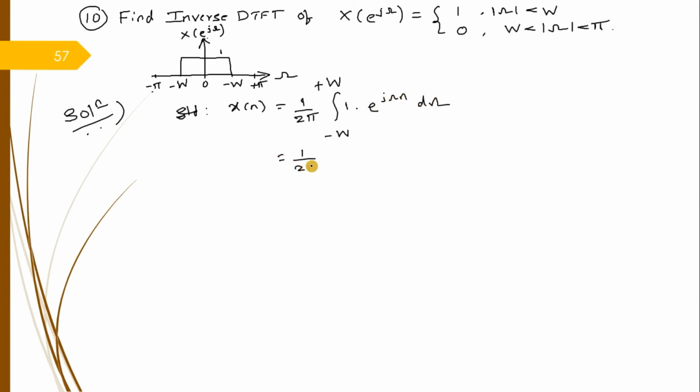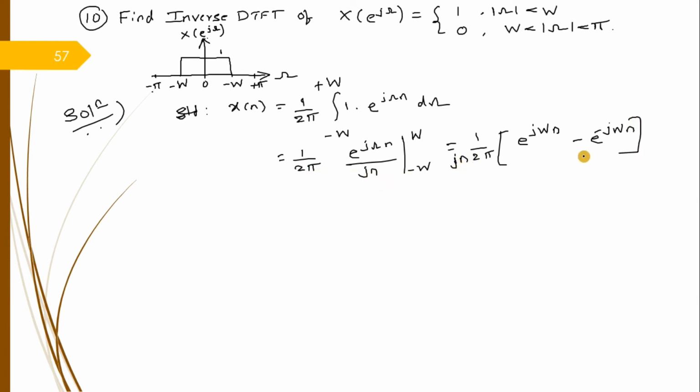This will result in 1 by 2 pi. Integration of e raised to j omega n will result in e raised to j omega n divided by, other than omega, whatever is there, I write j n, with limits w and minus w. So you get 1 by 2 pi, e raised to j w n minus e raised to minus j w n. Okay, so here jn should be taken outside. I write it here jn.